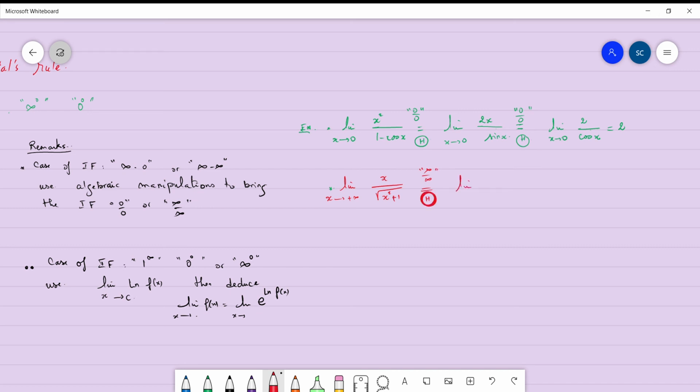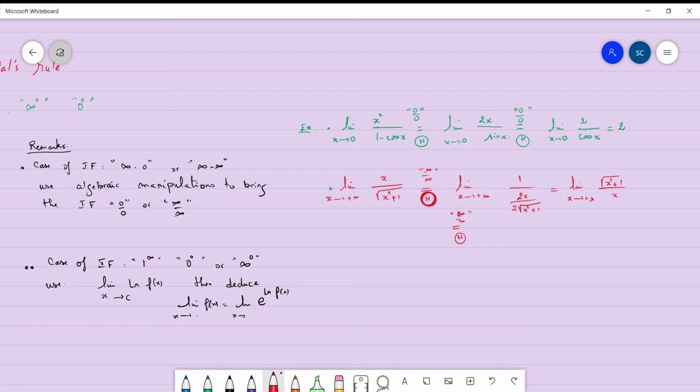So it will be the limit as x approaches plus infinity of 1 over, here the derivative is 2x over 2 square root of x^2 plus 1. Great. Now I need to rewrite my function, so I will have the square root of x^2 plus 1 over x as x approaches plus infinity. Again, I see that I have an indeterminate form, infinity over infinity, so I can use L'Hopital again.